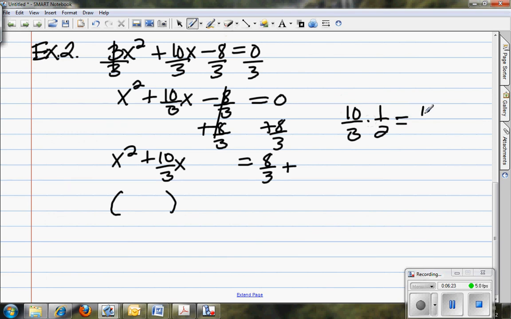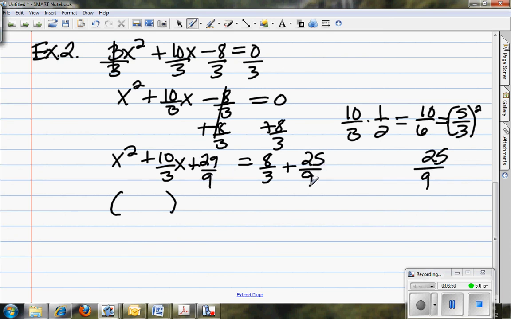So we're going to end up with 10 over 6, and this is where I was saying it reduces to 5 thirds. But then we need to square 5 thirds before we add it to both sides. So we should square it, which means we will then be adding 25 ninths to both sides. So plus 25 ninths plus 25 ninths. There we go. That looks better.